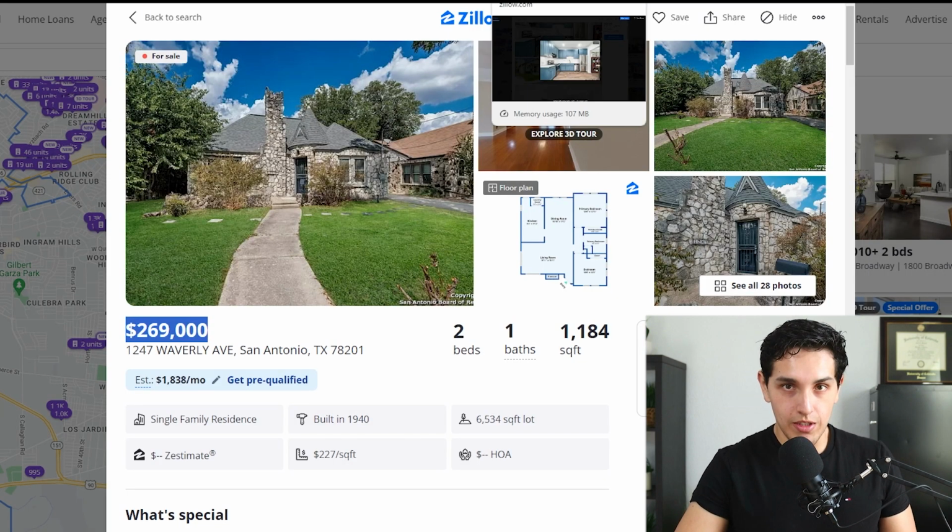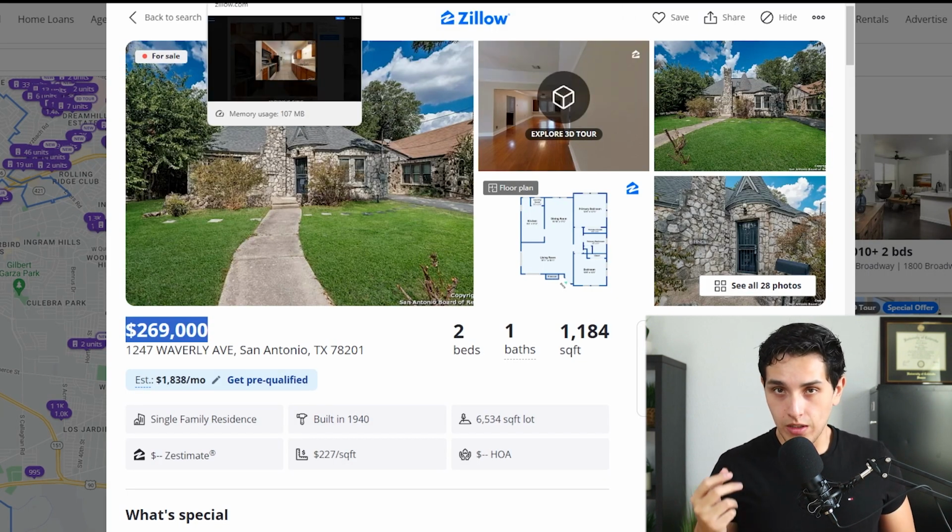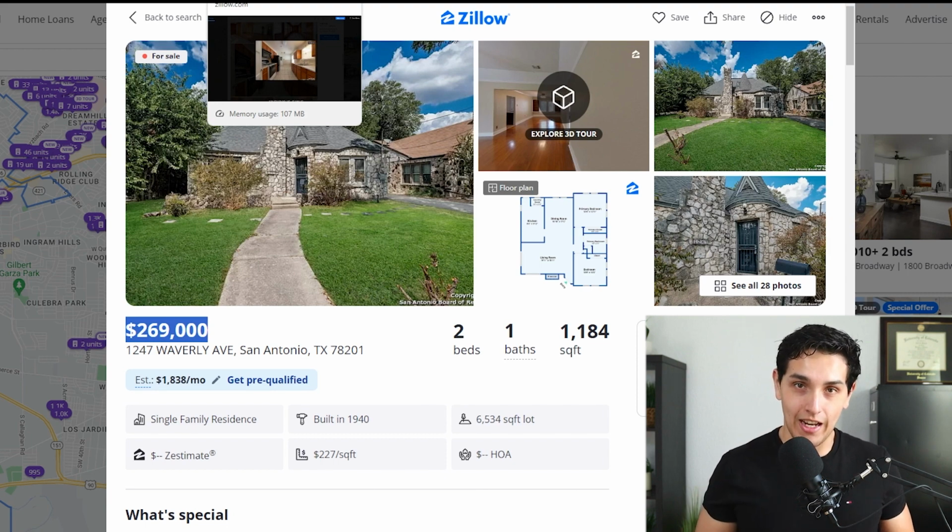So what is the point that I'm trying to make in this video? When you're looking at a house, you need to compare two things: the dollar per square foot value of the home and also the quality of the home. The way we compare the quality of the home is we take a look at the pictures and we take a look at everything.